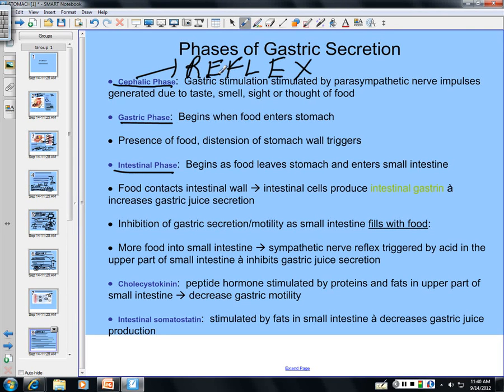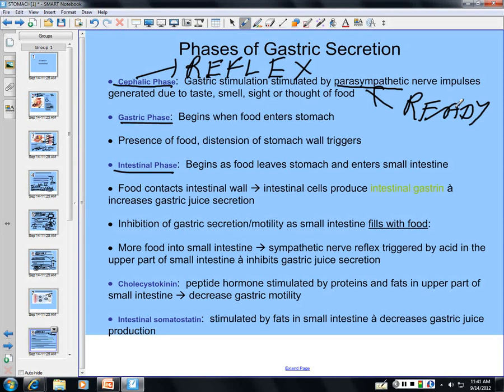And the reason is that this will occur before food enters the stomach. It is stimulated by the parasympathetic nerve impulses, and it is generated mostly because of taste, smell, sight, or even thought of the food. So why is this phase necessary? It's getting the stomach ready for the upcoming chore.